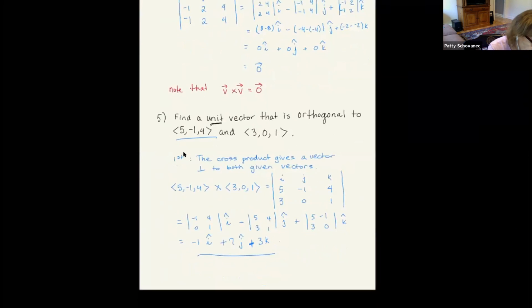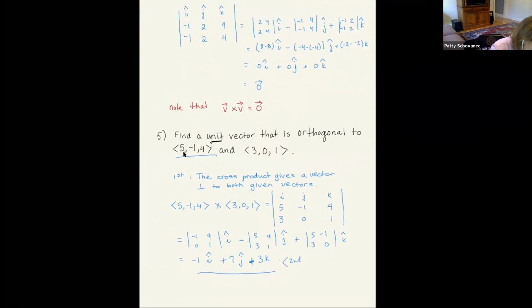Now to get the unit vector, so our second step, we make this a unit vector by dividing by its magnitude. So the magnitude of minus i plus 7j plus 3k is the square root of negative 1 squared plus 7 squared plus 3 squared. So 49 plus 1 is 50. I get the square root of 59.